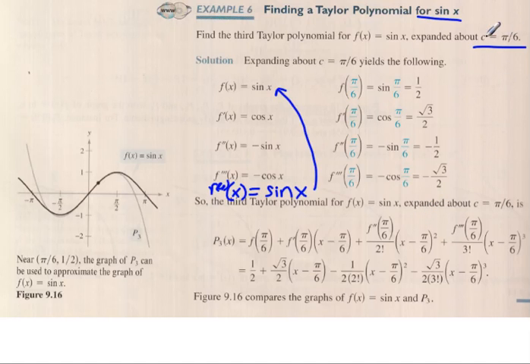Anyway, then plug in c, so it looks like we've got some unit circle values here. Sine of 30 degrees is a half. I guess we could check that over here.